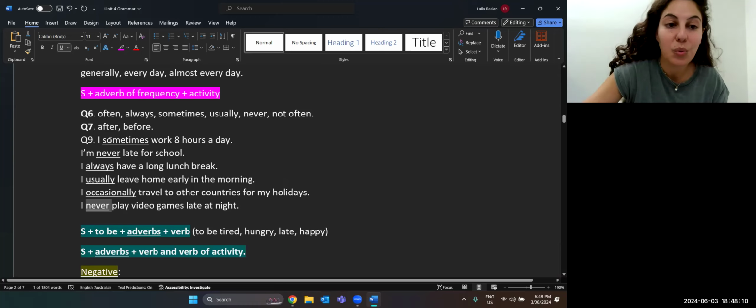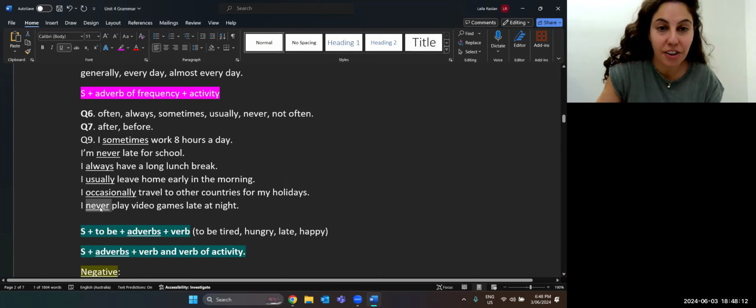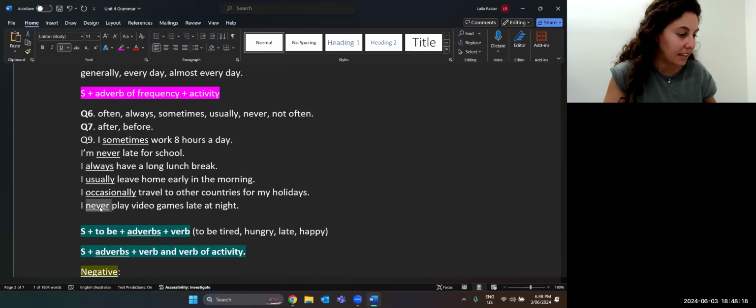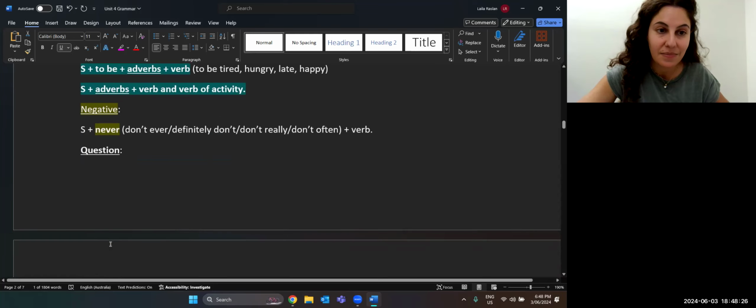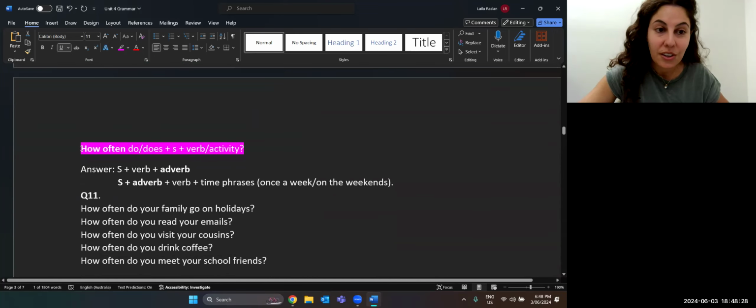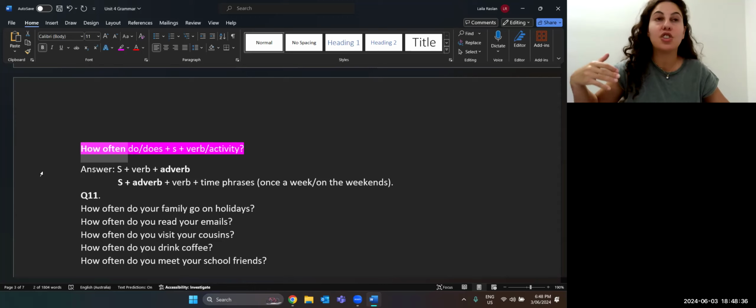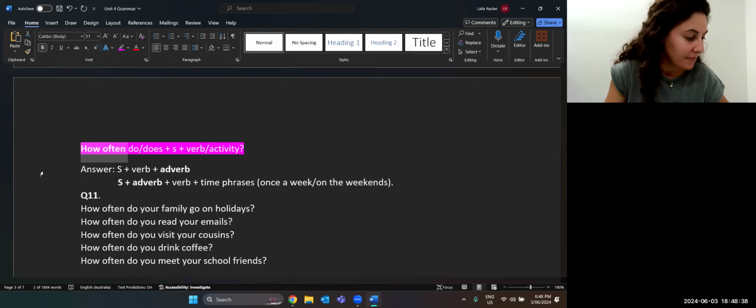Okay, so now we added these adverbs of frequency to our activity, to telling someone how often we do the activity. So let's have a look at number 10. What two words start a question about frequency? We know it's how often. That's how we start the sentence. How often do you go swimming? How often do you go walking?